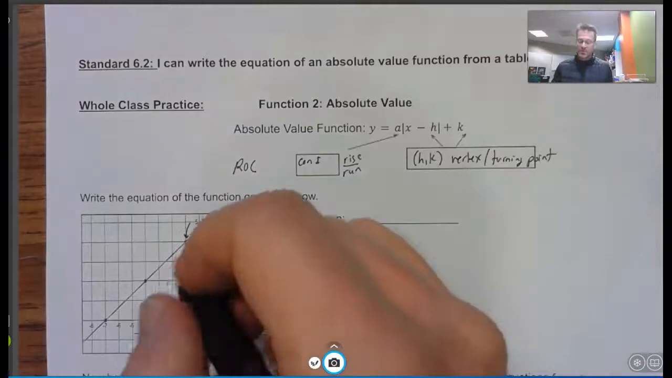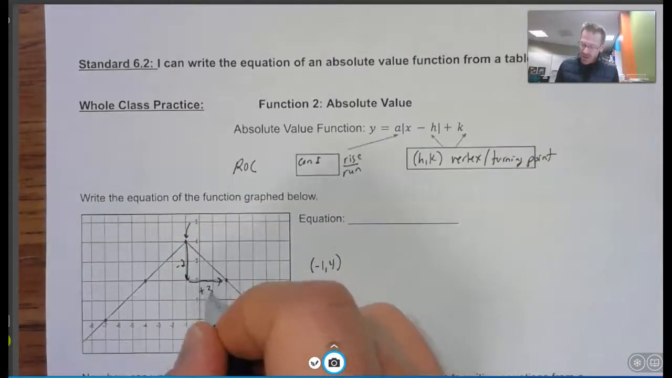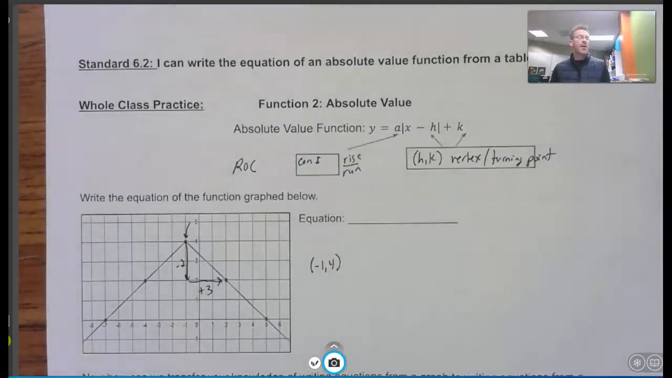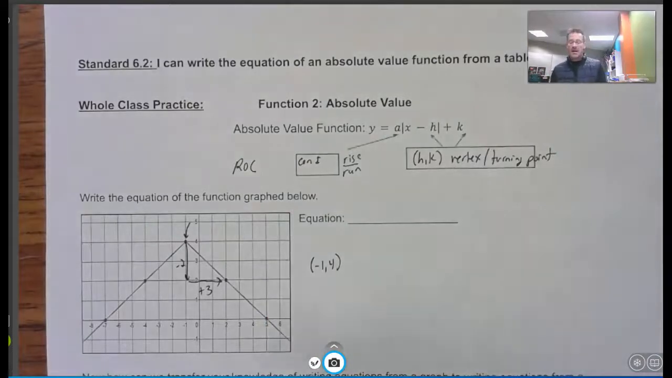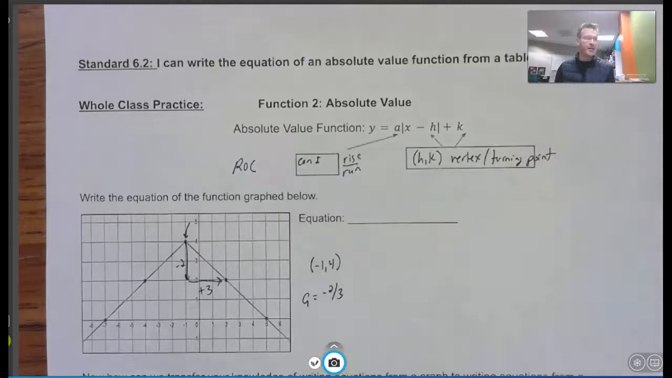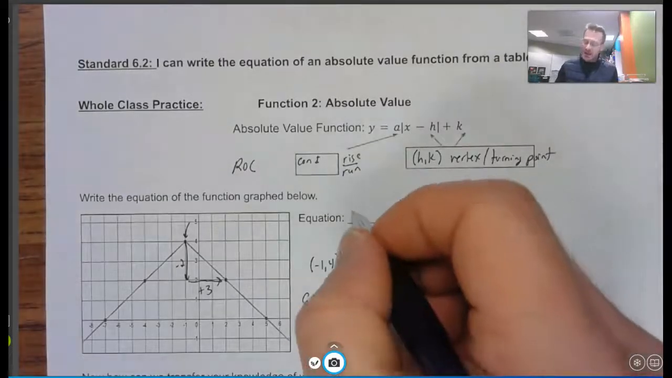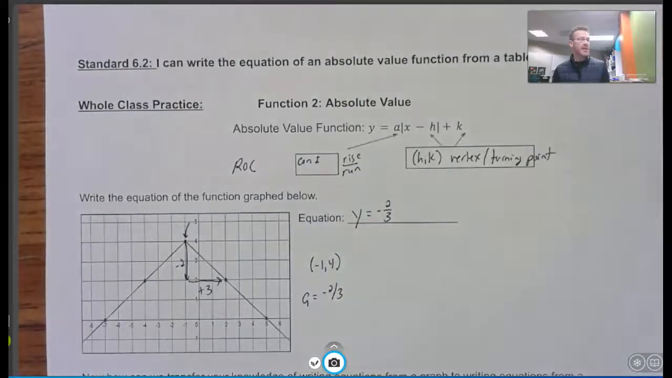Now let's talk about the rate of change. I go down 2 and I go to the right 3. Now we have the plus or minus here. And what we know based on what we've discussed is that if the absolute value graph opens down, we want the negative rate of change and not the positive rate of change. If it opens up, we know A has to be positive. If it opens down, we know A has to be negative. So since this opens down, we know A has to be the negative rate of change. And now if I take that and plug it back in, there's my A value, it's -2/3.